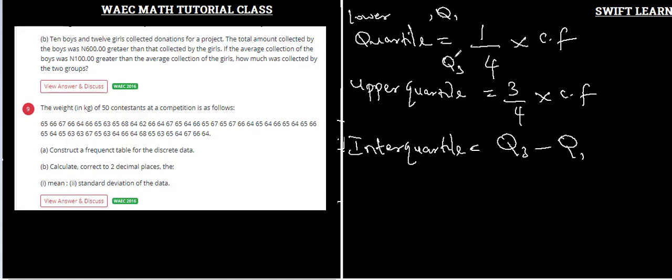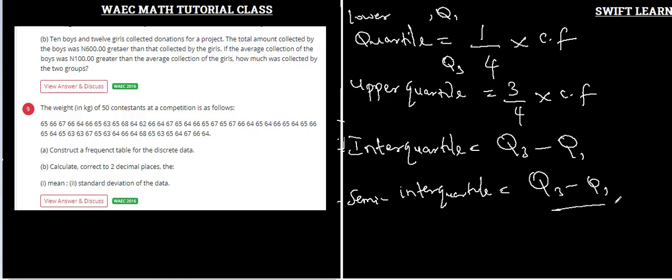Listen, there's something I want to point out quickly that many people usually mistake or miss out. Semi-interquartile is (Q3 minus Q1)/2. Now, once you've done all of this, that's not the final answer. This is where many people miss it. It's not your final answer. For example, if they tell you to get the 58th percentile, 58th percentile means 58/100 times the cumulative frequency.